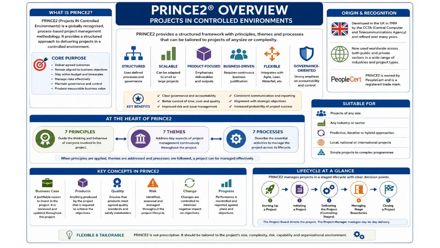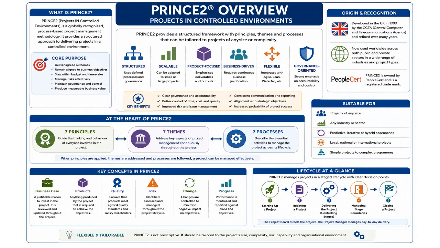On the bottom right, the lifecycle overview illustrates the staged nature of PRINCE2 projects. The lifecycle begins with starting up a project, followed by initiating a project. The project is then delivered through controlled stages, with regular review points called stage boundaries, before formally closing the project. This staged approach improves governance, visibility, control, and decision-making throughout delivery.